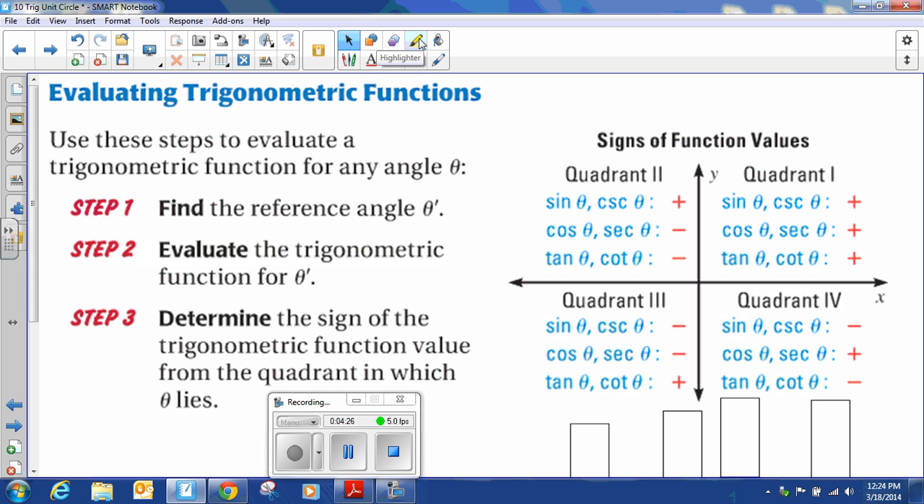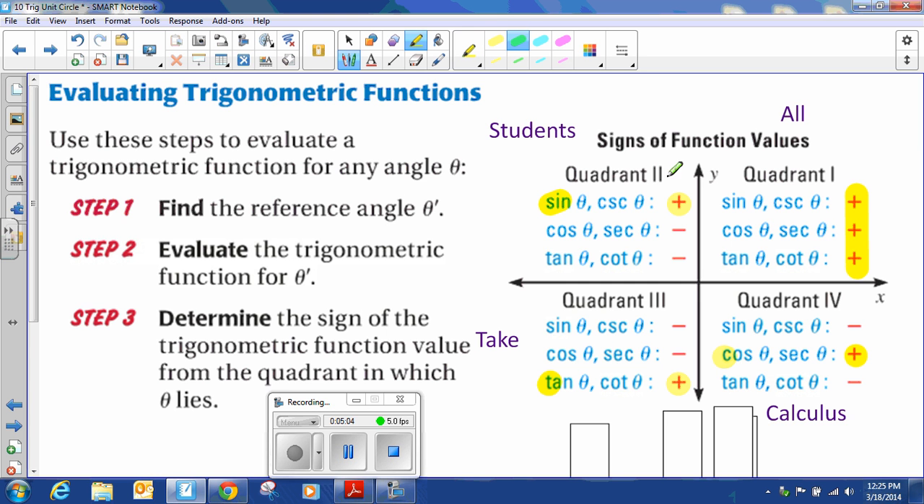Okay, now there's a cool way you can actually memorize this. As you can see, all of them are positive in the first quadrant. Sine is positive in the second quadrant. Obviously, so is cosecant, but we're just going to say sine for this little memory trick. In quadrant 3, tangent is positive, and in quadrant 4, cosine is positive. So this is the trick.